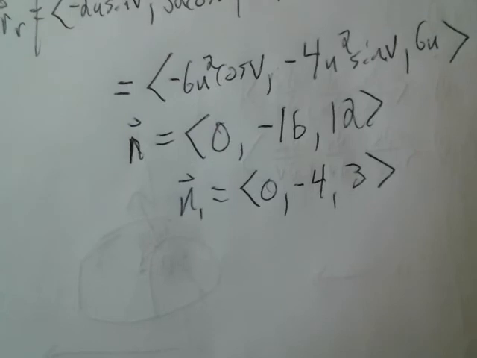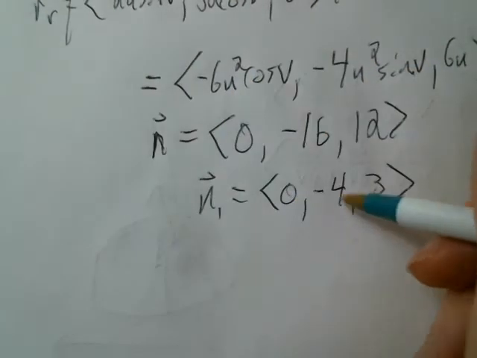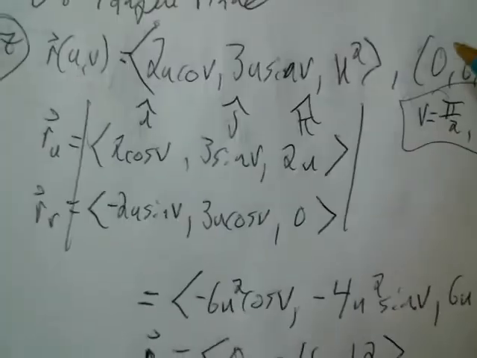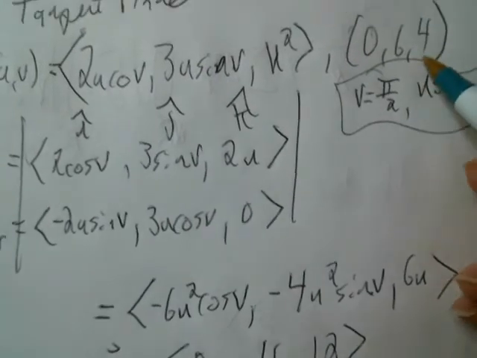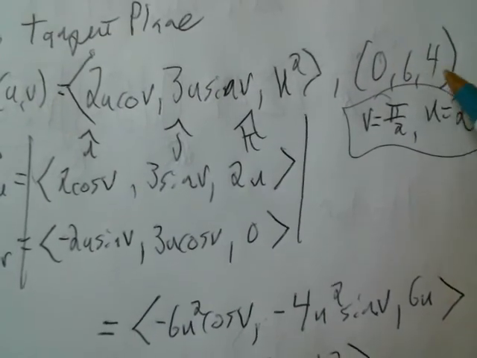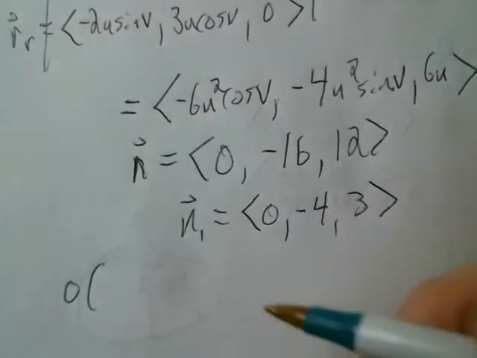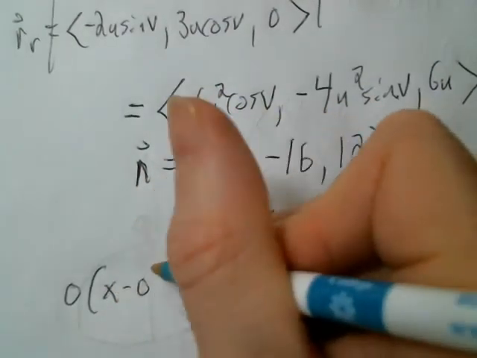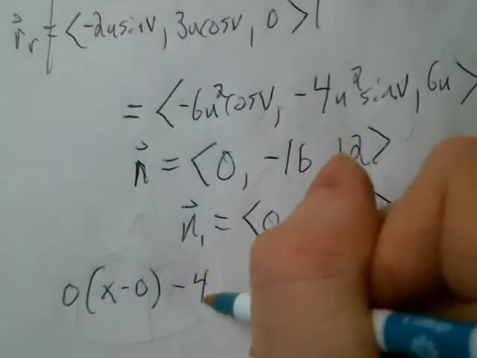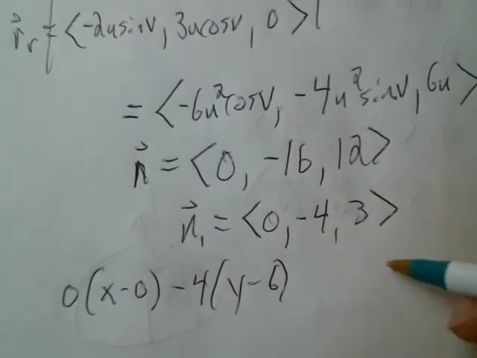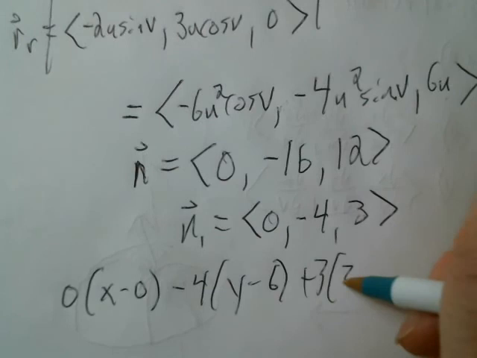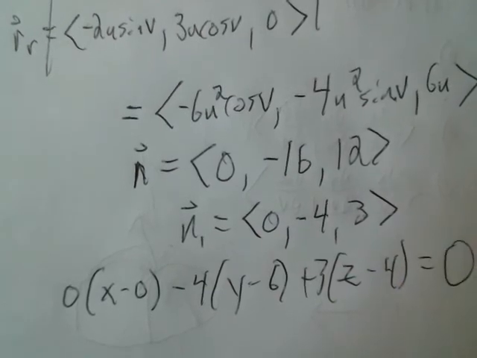And then finally, the equation of the plane is just the dot product of this with any vector created in conjunction with this point here. So that would be 0 times x minus 0, minus 4 times y minus 6, and then plus 3 times z minus 4. Okay, and that'll equal 0.